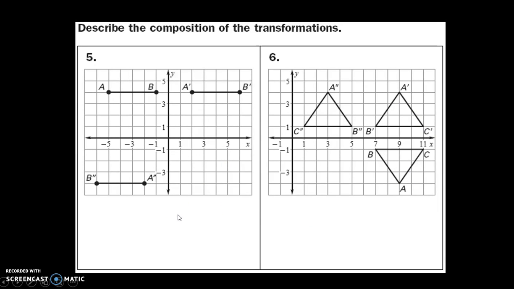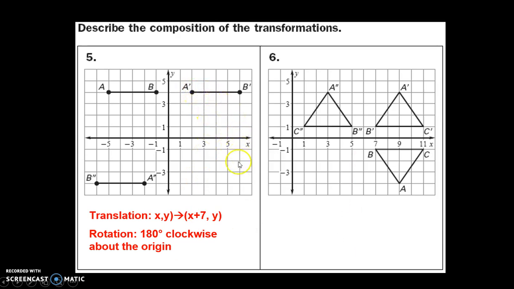Describe the compositions of transformations. This is the original, translated to the right 7, and then we have a rotation 180 degrees clockwise about the origin.